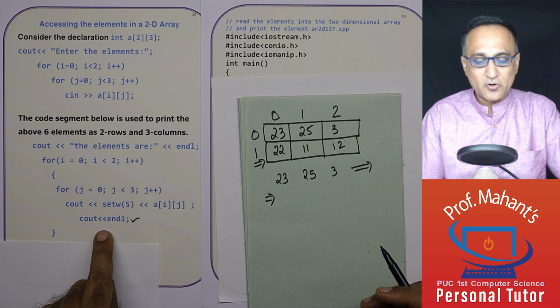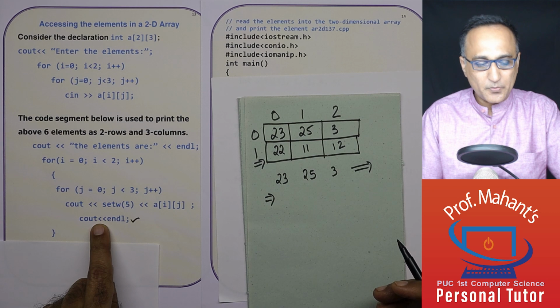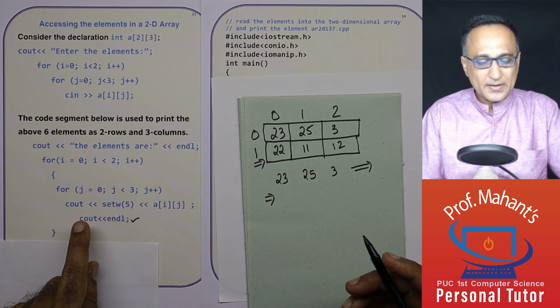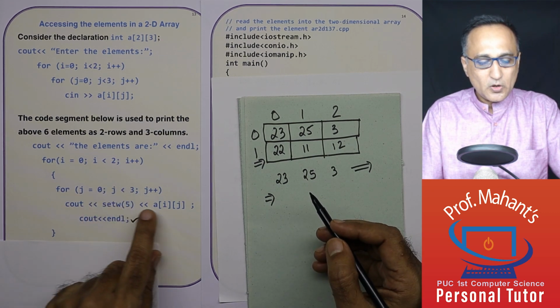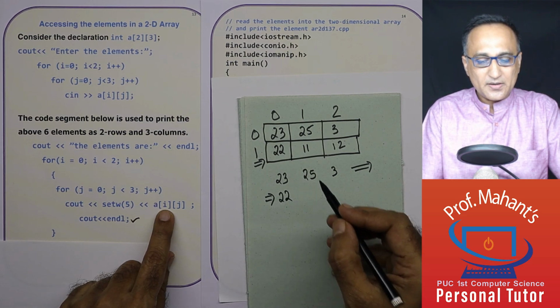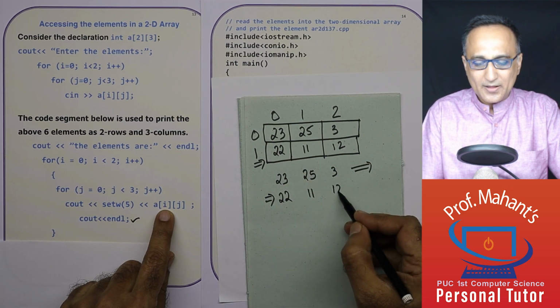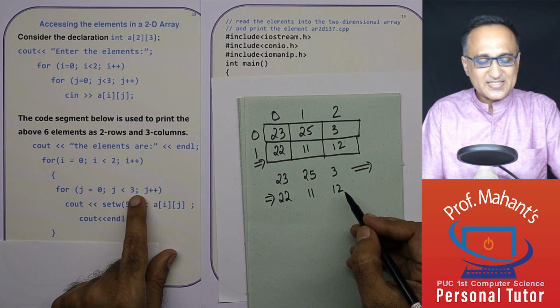This is very, very important. If you don't understand, you're going to have a problem when you get into typing in the computer. Now i becomes 1. j is back to 0. 1, 0 is 22. Then j becomes 1. 1, 1 is 11. 1, 2 is 12. j is 3, 3 is less than 3, fails.